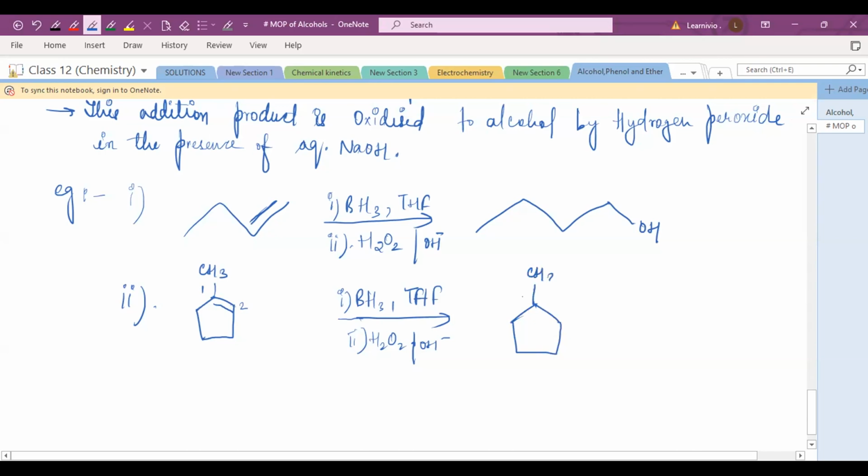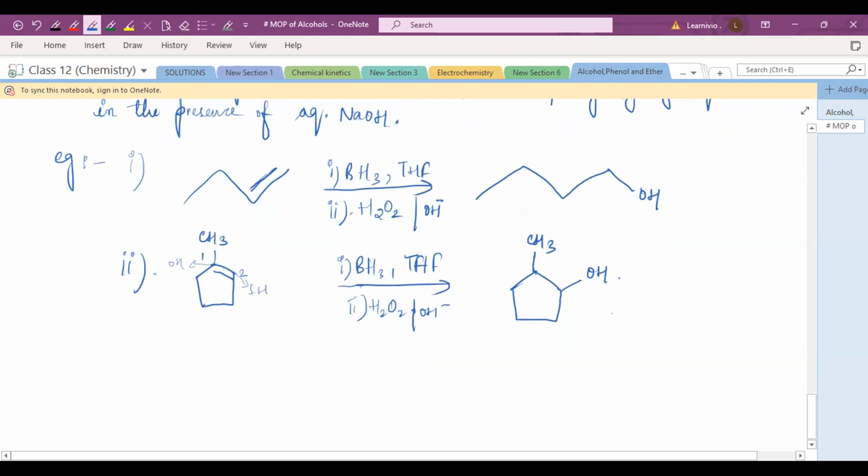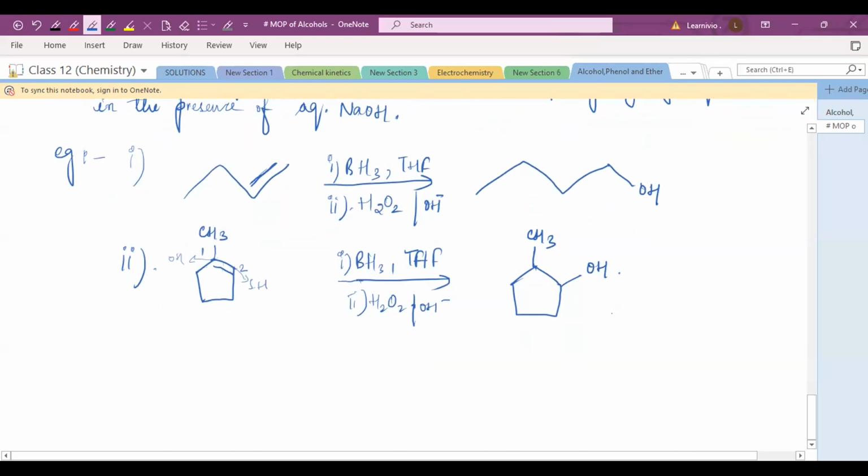Ma'am, over here, both the carbons have the same number of hydrogen, right? Or no? No. See, this carbon has one hydrogen, and this carbon has four bonds, so zero hydrogen. This one has zero hydrogen and this one has one hydrogen. So obviously the hydroxyl group will attach to the carbon where the number of hydrogen is more. So you attach it here. This will be your product. Yeah, so is it clear? Yes, ma'am.